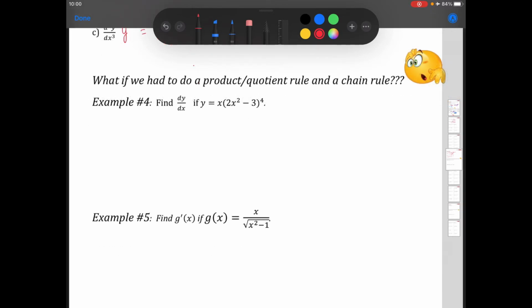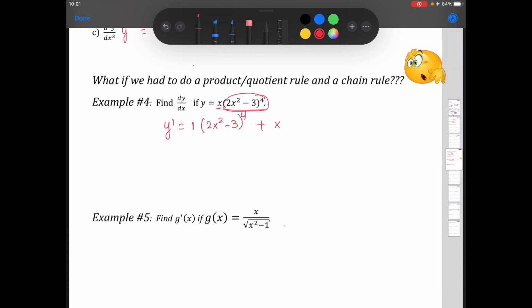So example 4, y prime is going to be, so look here. This is the part where we're going to apply the product rule. So that's what I'm going to do. It is the derivative of the first function, which is 1, times (2x squared minus 3) to the fourth, right? Plus, now I'm going to write x times the derivative of the second function.